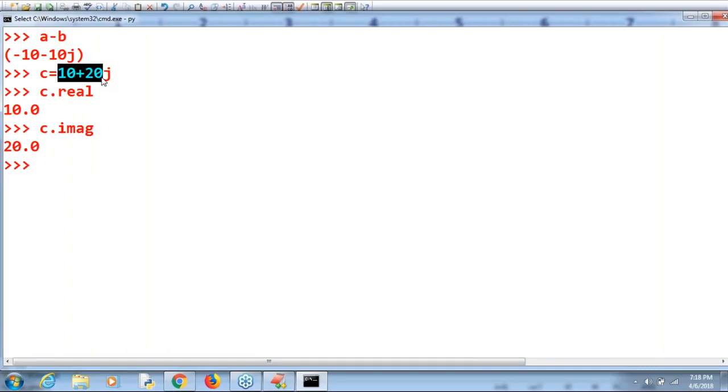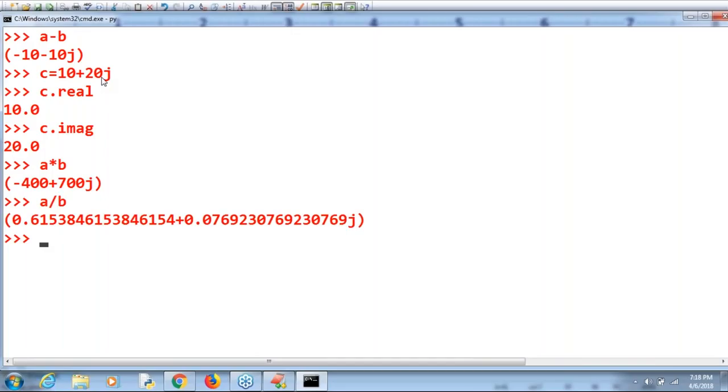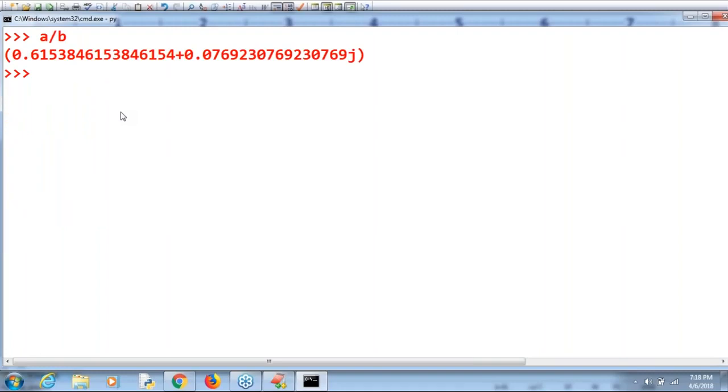Can I perform a multiplication operation between two complex numbers or not? A into B, can you please observe? Yes, multiplication operation is possible. Division operation is also possible, no problem at all. So plus, minus, multiplication, division, all arithmetic operations are allowed, no problem at all. Valid. Okay, now what about modulo?